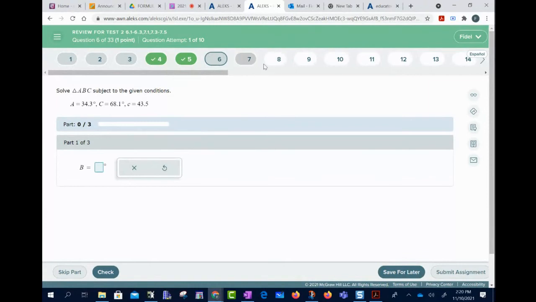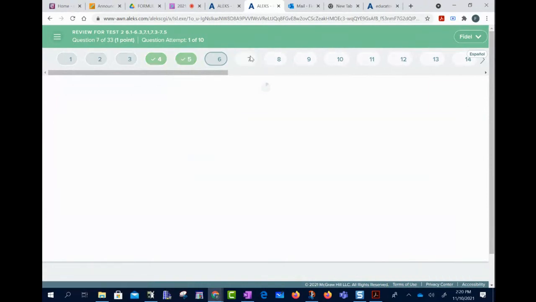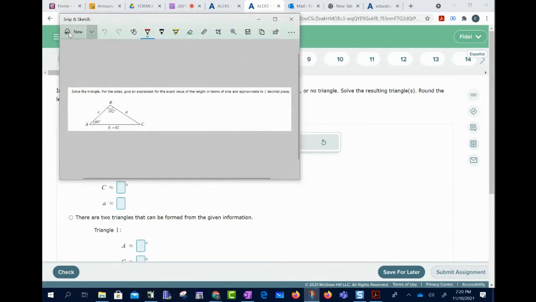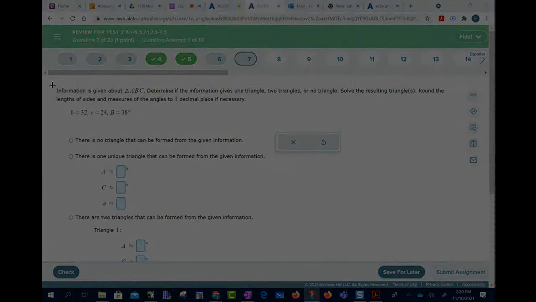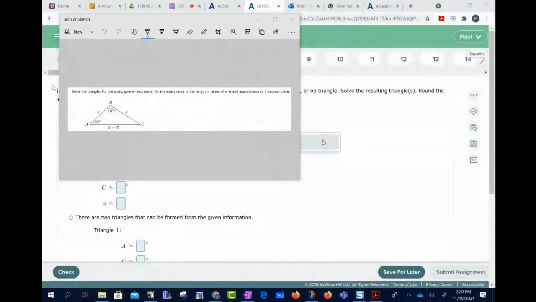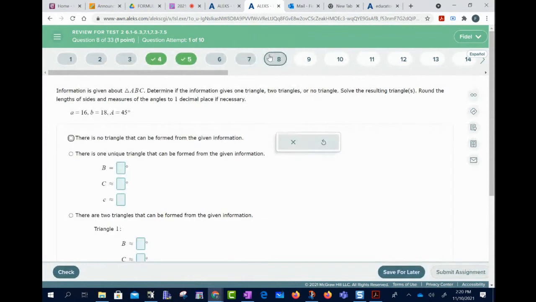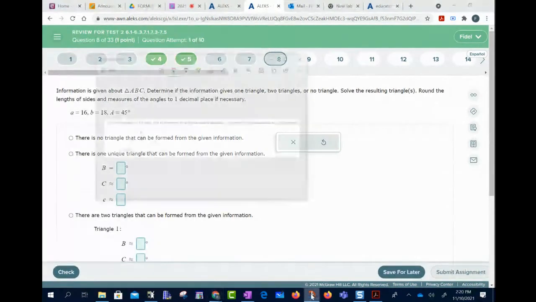Okay, so let me go to number 7 and see if it's the same type of problem. Number 7 is asking me to figure out if we have one triangle, two triangles, or no triangle. Let's go through this one, and then Jennifer will get to number 8. Oh, 8's the same kind? Okay, guys, if number 8 is the same type of problem, boom, let's do number 8.